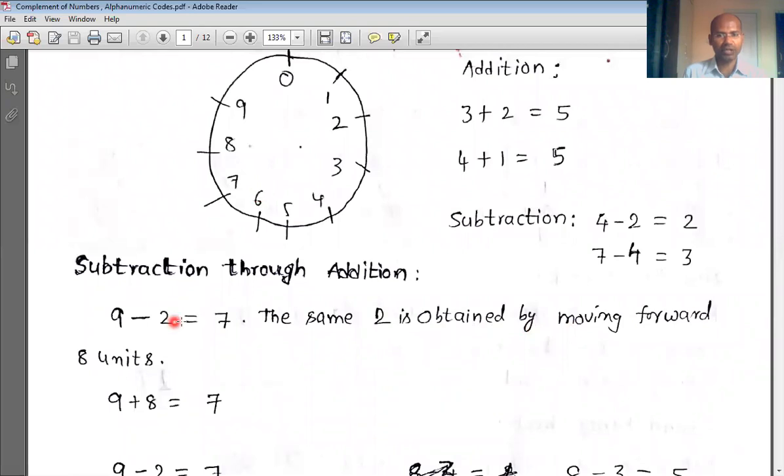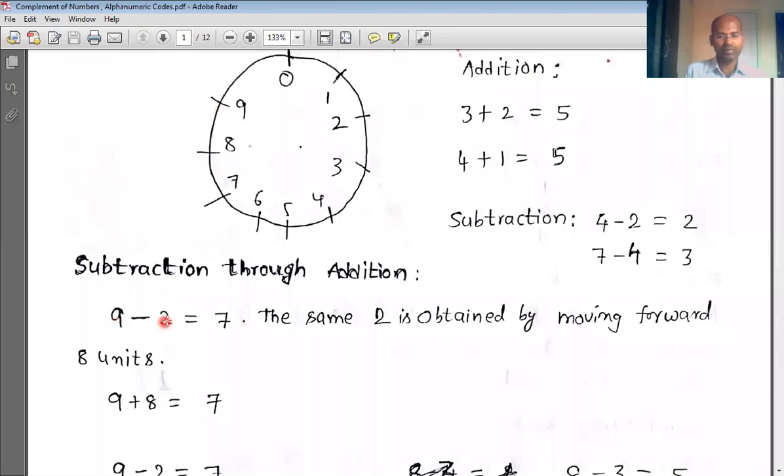9 minus 2, how do we get 7? Initially, 9 steps means we walk all the way here. Minus 2 means going backward 2 steps, so we arrive at 7. This is our answer. The answer 7 can be obtained by moving backwards 2 steps, or see here, after taking 9 steps, we are here.